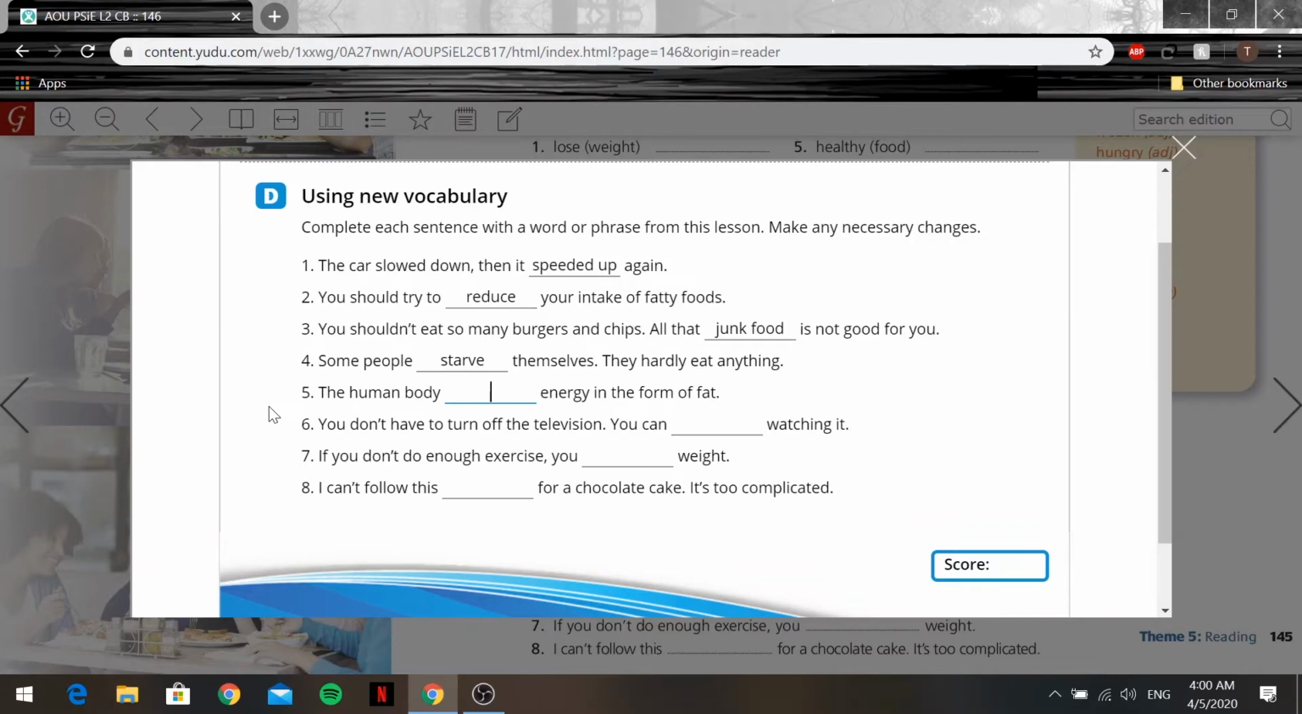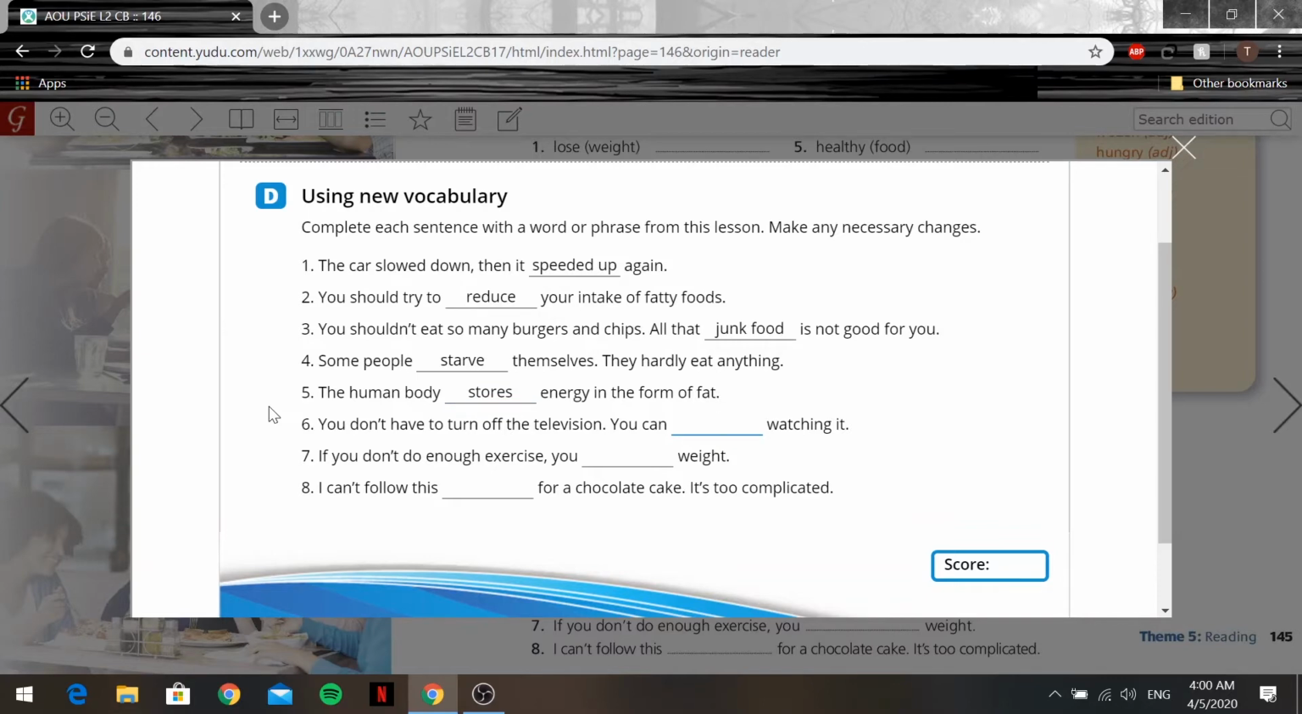Five, the human body dash energy in the form of fat. We'll say that the human body stores, okay? What is the opposite of store? To use, okay? So when the body has excess energy, it converts it into fat to store it, okay? So it stores it, just like you store meat in the fridge, for example.